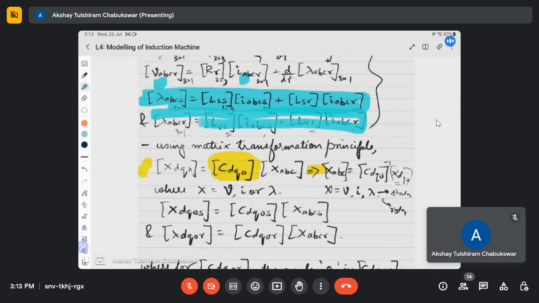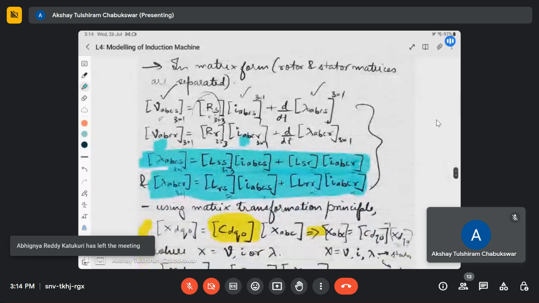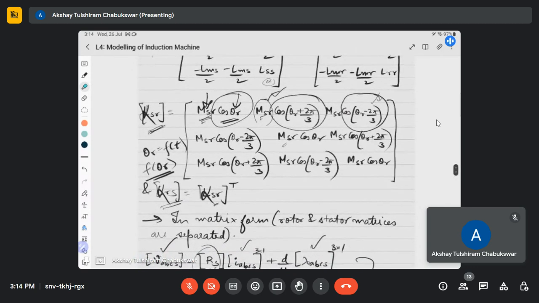Similarly, we can write the rotor flux linkage equation as lambda ABCR equals LRS into IABCS plus LRR matrix into IABCR. You know that you want to get rid of this theta term, so you want to model this equation in some other reference frame which is also rotating with some angle, some arbitrary angle. Okay, it may not be necessary that the DQ frame should rotate at theta r angle only.